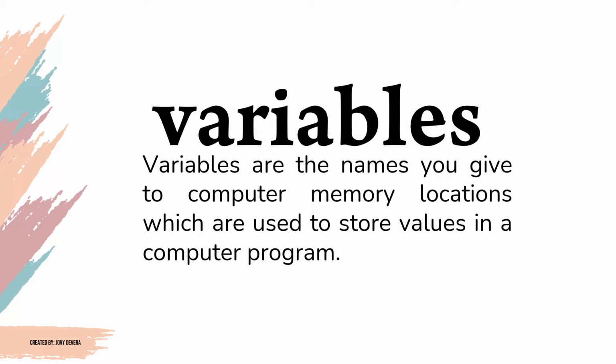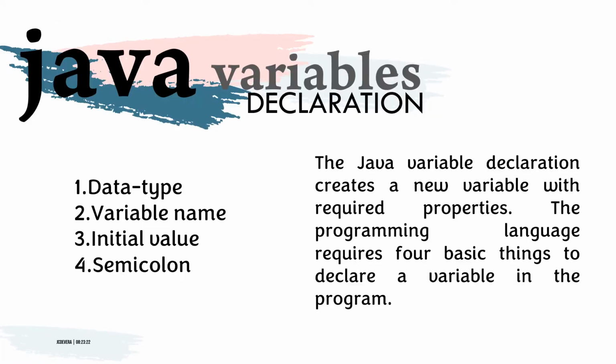Variables are the names you give to computer memory locations, which are used to store values in a computer program. For instance, assume you want to store two values, 100 and 200, in your program, and at a later stage you want to use these two values. We will be storing them in variables. The following are the three steps. Create a variable with appropriate names. Store your values in those two variables. Retrieve and use the stored values from the variables.